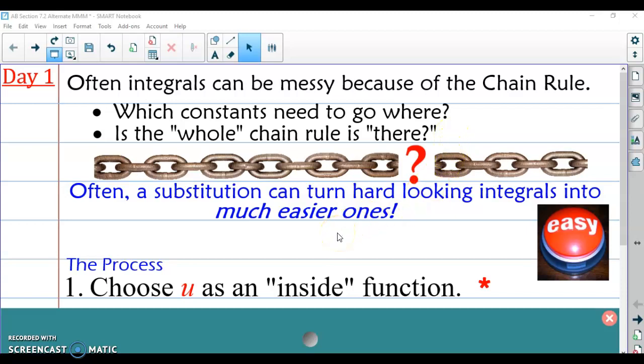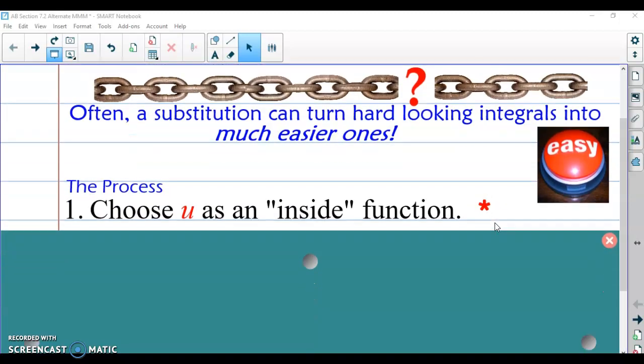So if we can make a substitution, we can sometimes take these hard-looking integrals and make them look a whole bunch easier. So now I'm going to briefly outline the process for you, and then we'll take a look at it in a couple subsequent videos about how it actually works in a problem. So here goes the process.